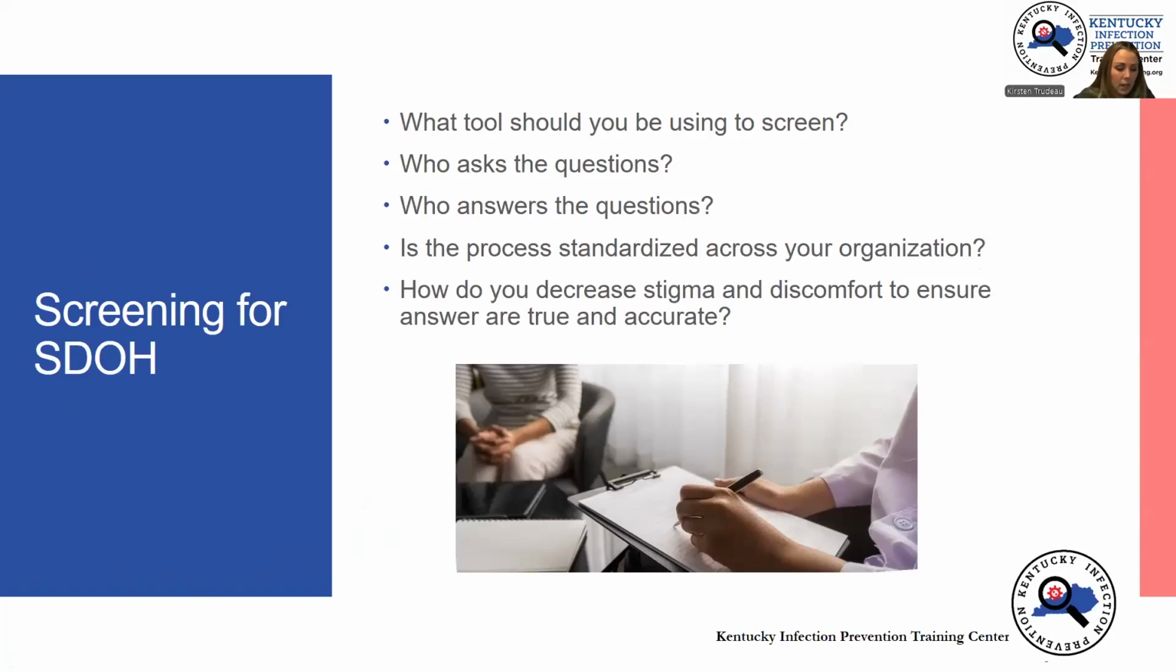But for screening for social determinants of health, I think you get into a lot of questions when you ask an organization to start doing this. So if you're going to implement social determinants of health screening at your facility, what questions might you have? What do you do with that information? What tool are you going to use to screen? Who is asking the question? And who's answering the question? So are you, as the provider, asking the patient, or is the patient filling out the information on their own? Is a family member filling out the patient's information for them?